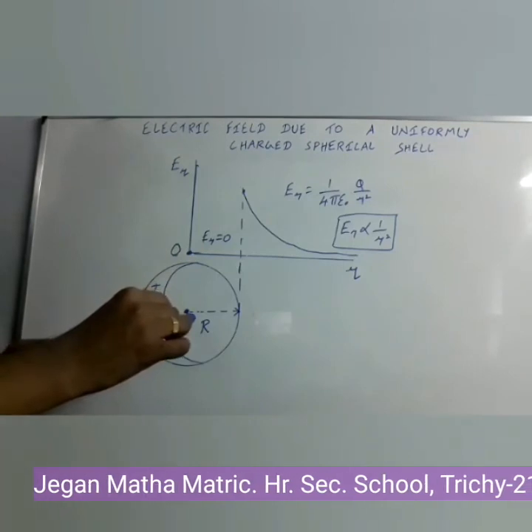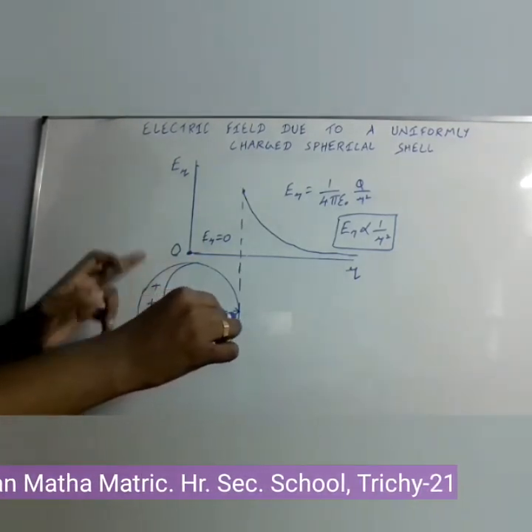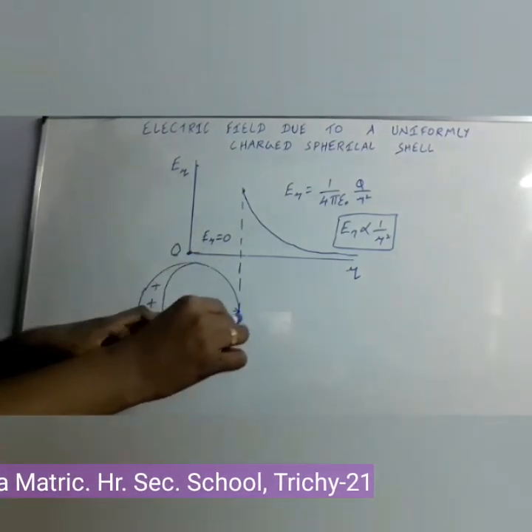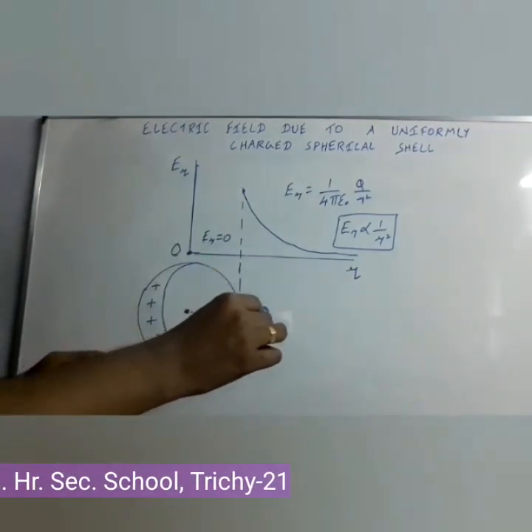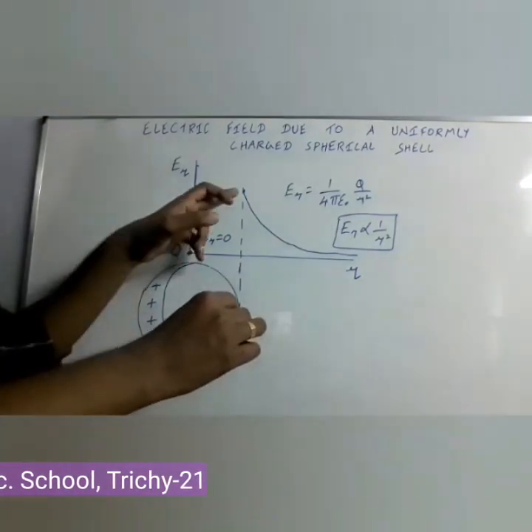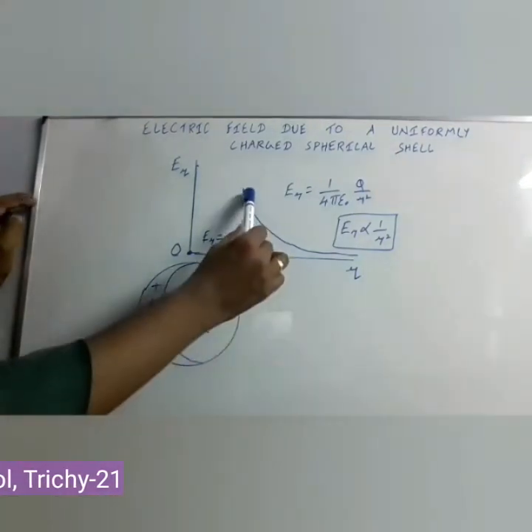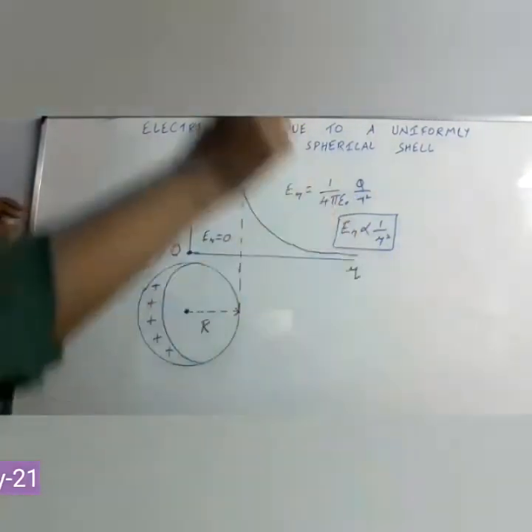Now I am going to increase the distance, but that is within the sphere itself. Up to this length there will be no electric field, because for a point within a shell there is no electric field. Now I am going to take the point outside of the shell. Distance increases, and just outside of the shell, on the surface, there is a maximum electric field. Now the distance increases, but what about the electric field? Gradually this reduces. According to this expression, it gradually reduces.